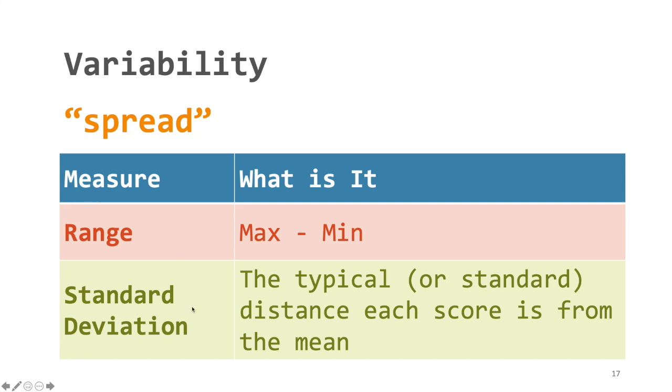The other one is a standard deviation. This one is really important. When it comes to the standard deviation, it's a typical or standard, that's the term, distance each score is from the mean. So you can think of it as the average deviation from the mean. So how much do each of the points, how far away are they from the mean on average? That's what the standard deviation is.